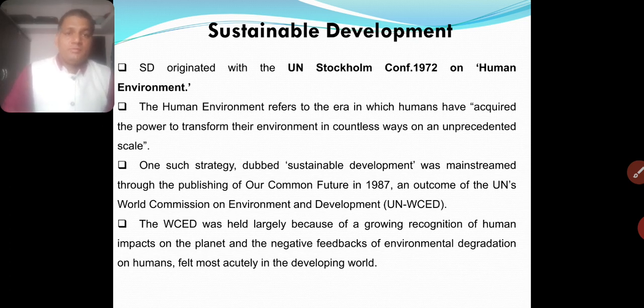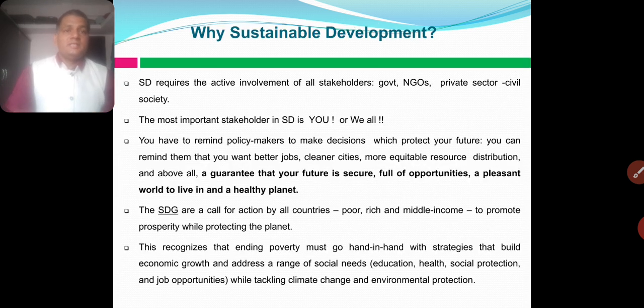This WCED was held because of the growing recognition of human impacts on the planet and the negative feedbacks of environmental degradation on humans, which were felt most acutely in the developing world. So this is about what sustainable development is.